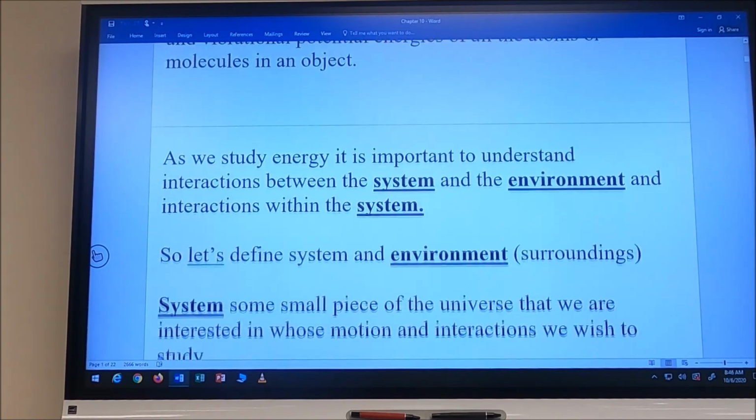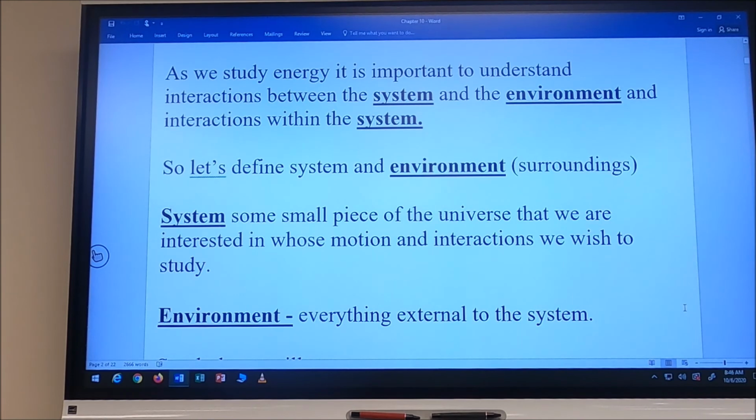Now, as we study energy, we're going to talk about system and environment, or system and surroundings. So we're going to look at interactions between the system and the environment, and interactions within the system. Okay, I've got to pay attention to what I write.